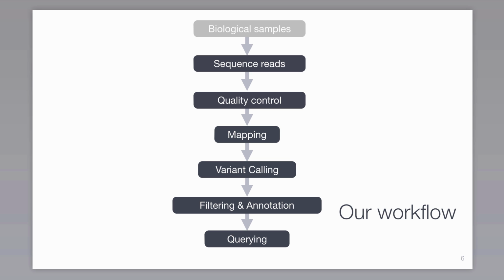The workflow we will be following for this case study starts with sequence data, checking the quality of the sequence data, aligning the sequence reads to a known reference genome, followed by calling variants based on the read alignments. This will be followed by filtering and annotating the variants. And finally, we will query a set of known databases.